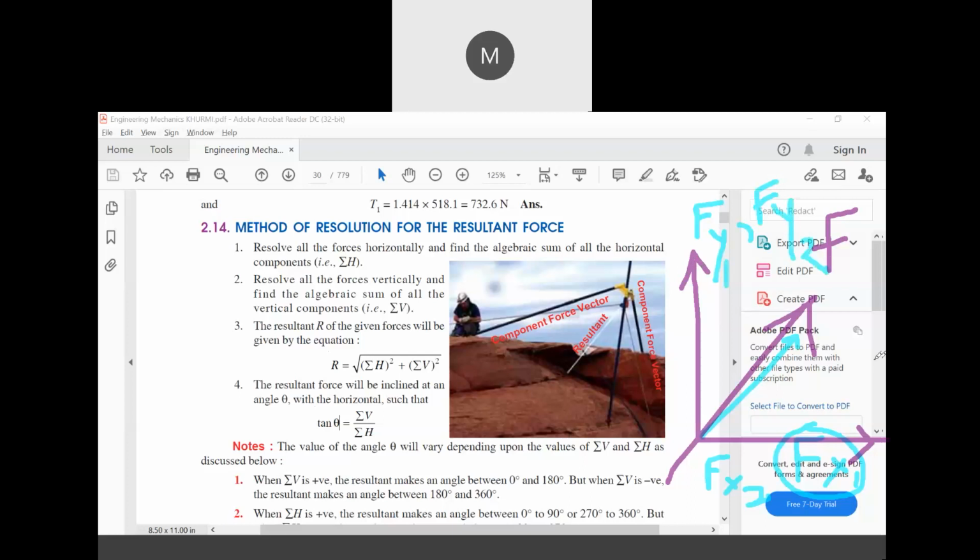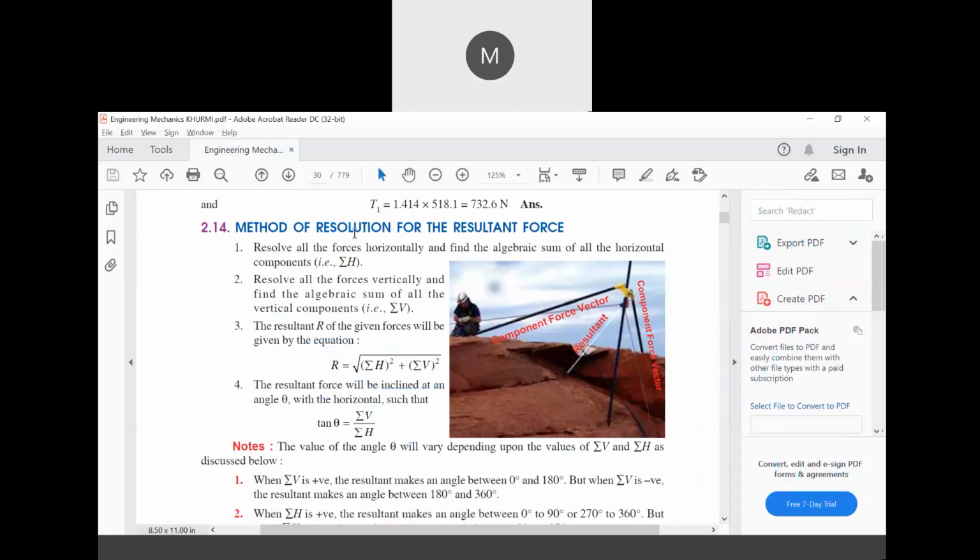In this way, if you resolve it, the resultant is given by the square root of summation of H squared plus summation of V squared. Summation of horizontal forces means in the horizontal direction we have Fx2 plus Fx1. Similarly, in the vertical direction we have Fy1, Fy2. These are the summation of H and summation of V. The resultant force will be inclined at an angle theta to the horizontal, such that tan theta, the inclination angle, is equal to summation V by summation H. So this is how you have to find it out.